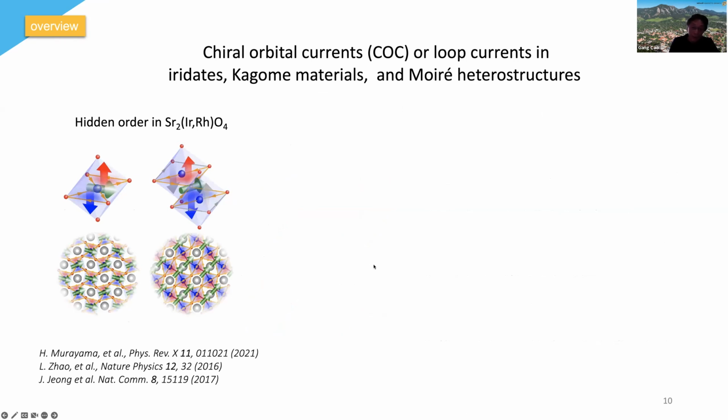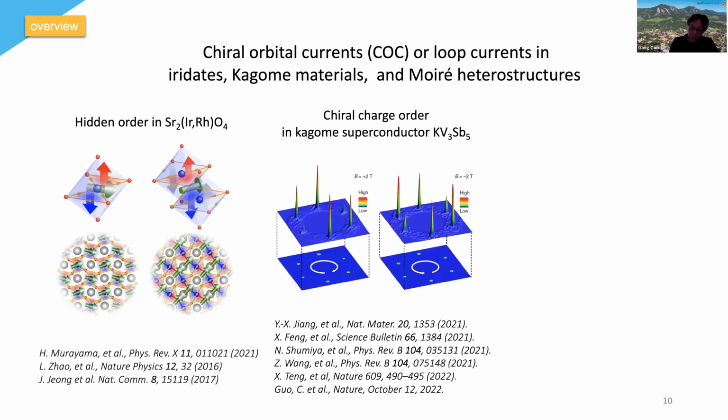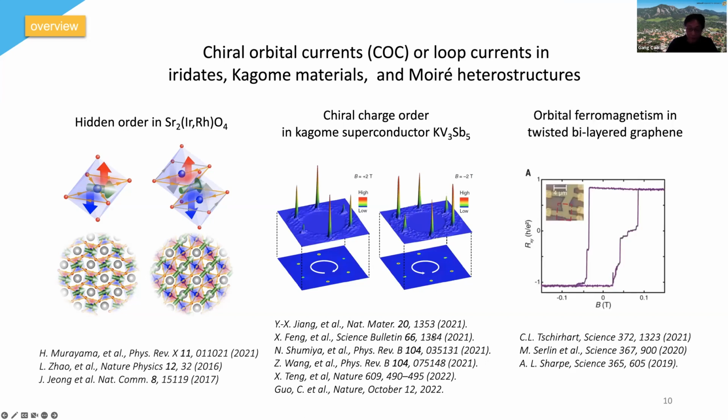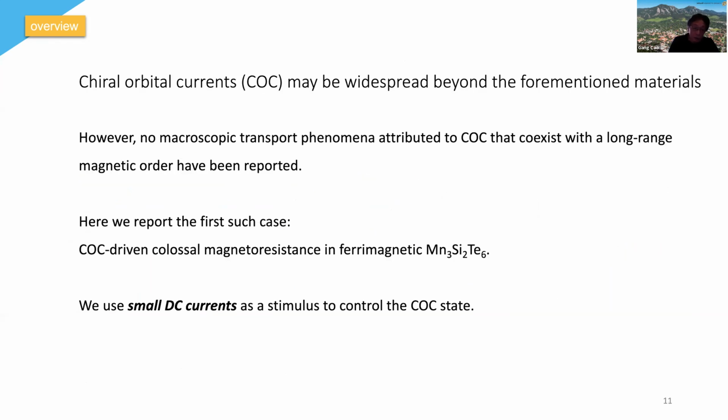And then more recently, a large number of papers report chiral charge order in the Kagome superconductors, and I think the Rice group is one of the groups recently reporting this phenomenon. Another type of material is twisted bilayer graphene, where again people report orbital ferromagnetic properties. So the point here is that chiral orbital currents may be widespread beyond the aforementioned materials.